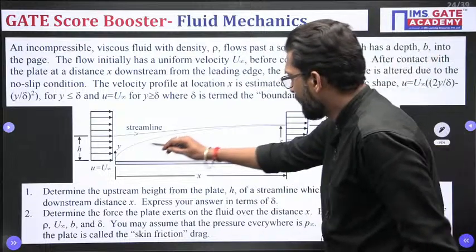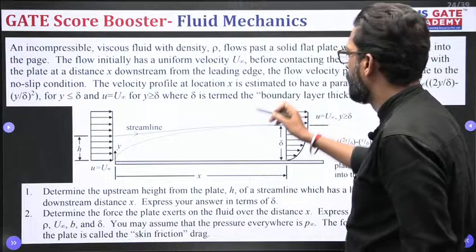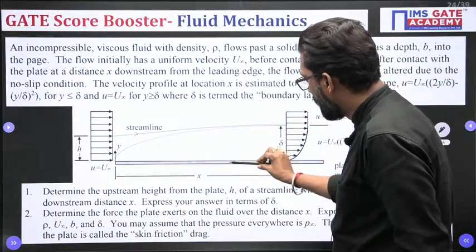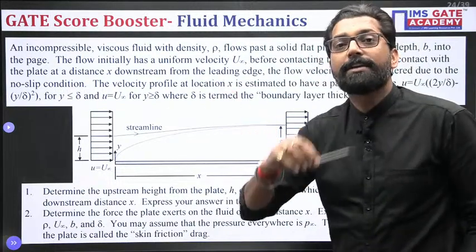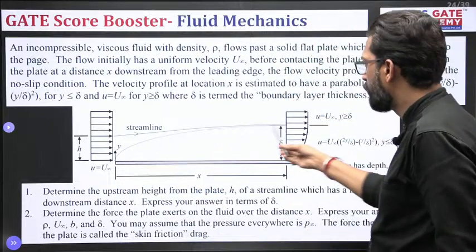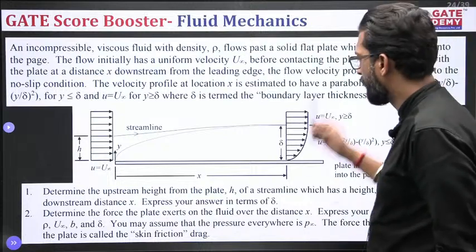So what is the significance of this boundary layer? Above the boundary layer there is an inviscid fluid. Below the boundary layer, that means the fluid at a certain height from the plate in the perpendicular direction, feels the viscosity, and that zone is known as the boundary layer. We will discuss boundary layer thickness.